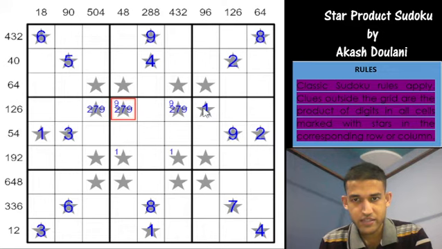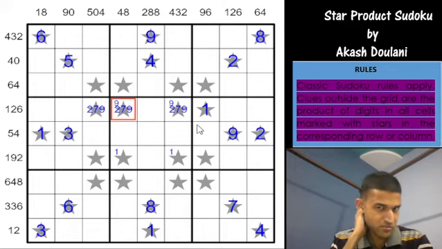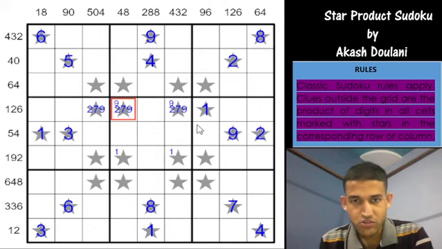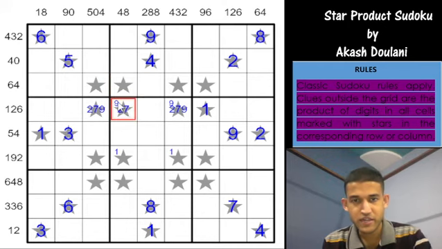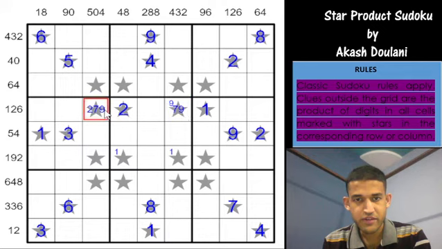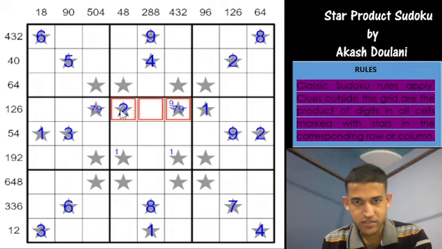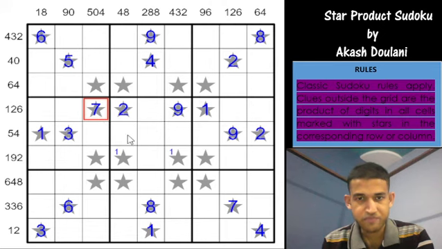So can we factorize 96? It seems possible, but many options. Let's look for the easier way. Can 9 be a factor of 48? Not possible. 9 is removed from here. Is 7 a factor of 48? Not at all. So this is 2, which means this is 7979. And now we know that the 9 has to be in one of these cells, because in box 5, 9 has to be in these two cells only. So that is a 9, that is a 7.